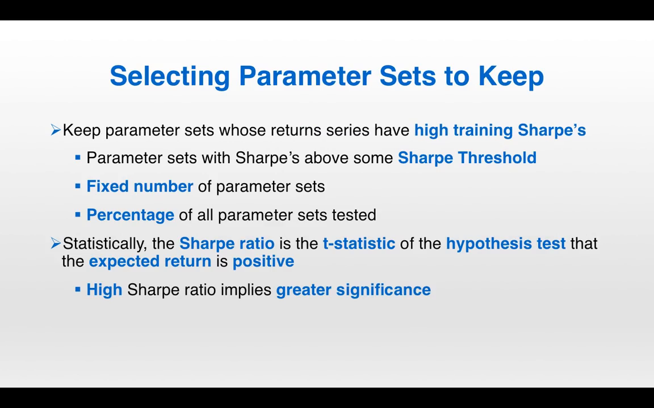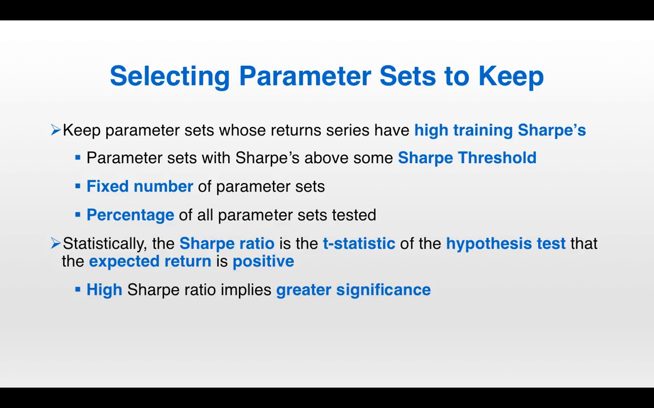But before we discuss different solutions to this optimization problem, we're going to discuss how you determine which parameter sets to keep and which parameter sets to throw away. So in general, we're going to want to keep parameter sets whose return series have high training Sharpes. Now there's a few ways we can do this. We can take all parameter sets that have Sharpes above some Sharpe threshold. Maybe take all the parameter sets with Sharpes above 0.5. We could take a fixed number of parameter sets. Maybe we take the top 100. Or we could take a percentage of all parameter sets tested. Maybe the top 1%, maybe the top 5%.